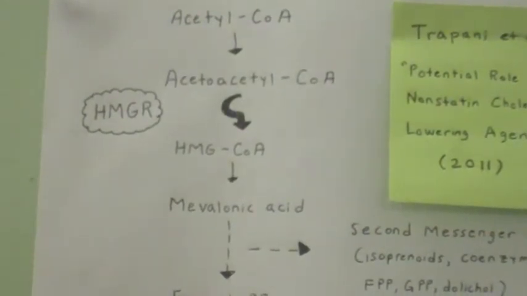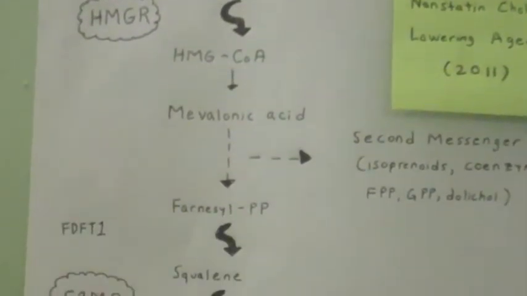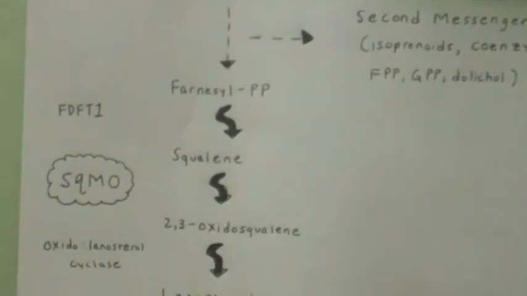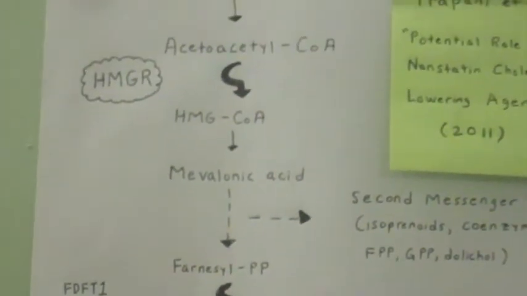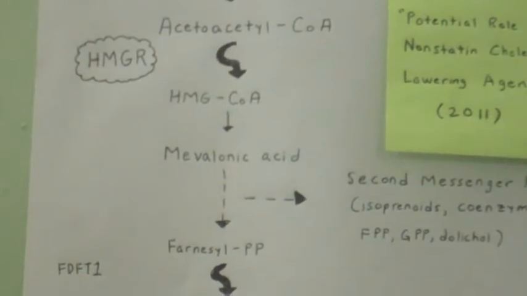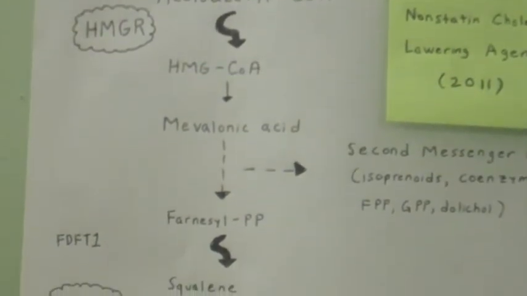This is a generalized pathway for the synthesis of cholesterol. We've highlighted 2 important enzymes. We currently use inhibitors of the enzyme HMGR, called statins, as drugs for the reduction of cholesterol levels. Researchers are now proposing that we instead use inhibitors of SqMO to realize the same goal.